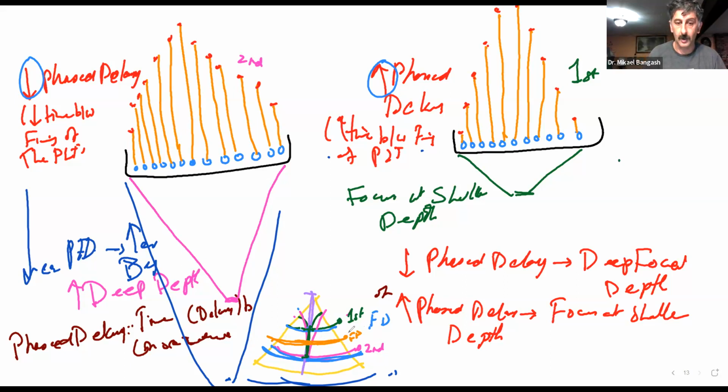And the reason we call it a focal depth is because your focal points are set at different depths. But the thing here, ladies, is that you have to put steering and focusing together. Are there any questions?